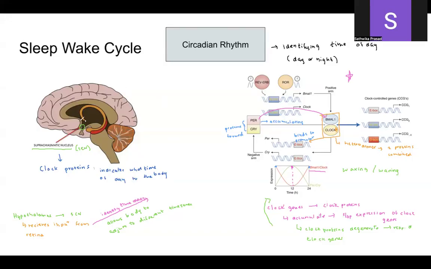One thing I also want you to take away here is this idea of a suprachiasmatic nucleus. If you're going to take away one big thing from this video, it's that your suprachiasmatic nucleus is your body's clock. Okay? So that's the main thing you need to take away from here. It's the body's clock because it expresses clock proteins.